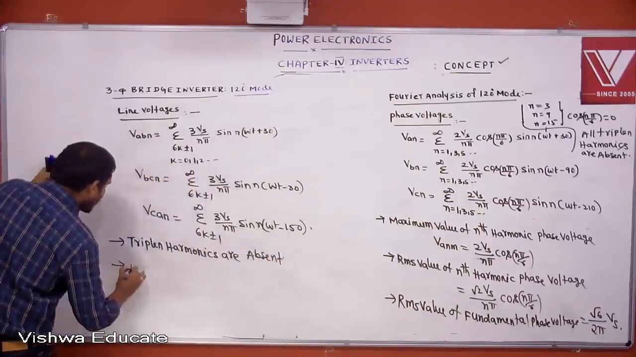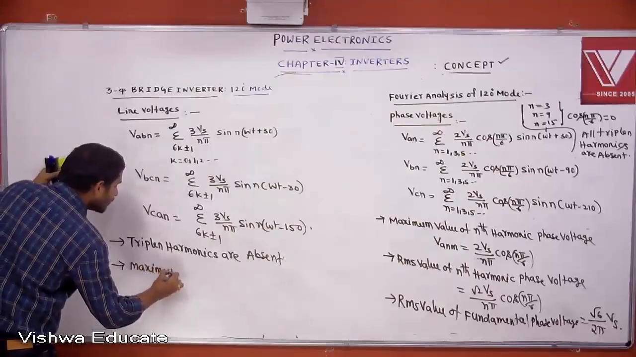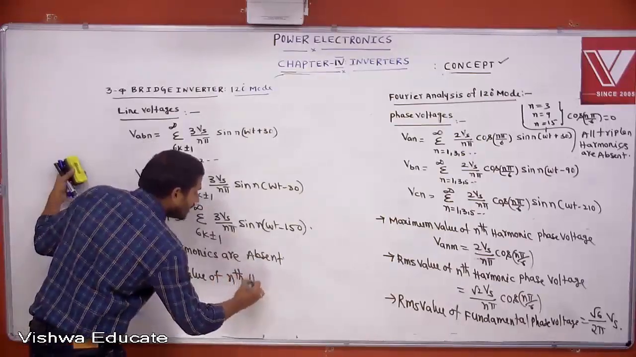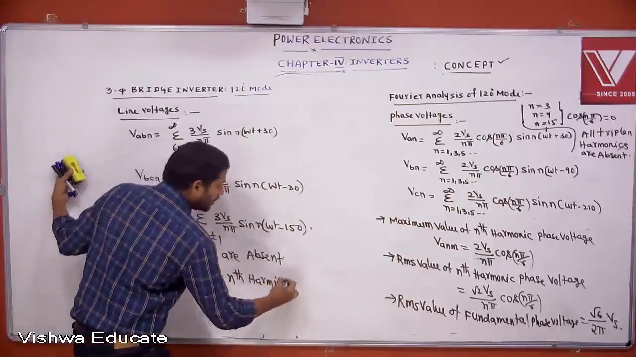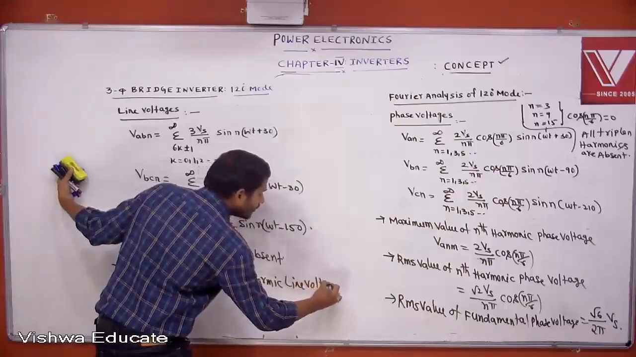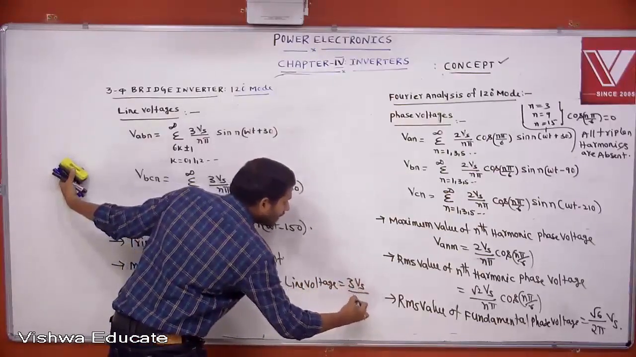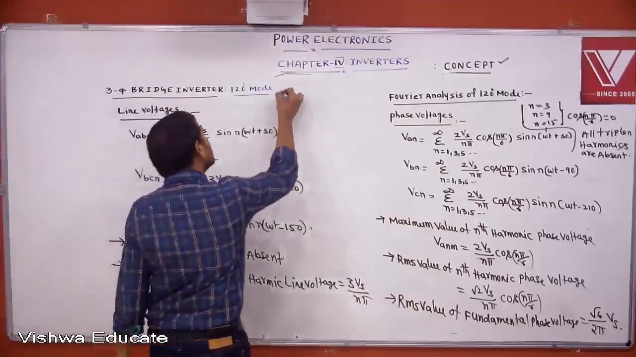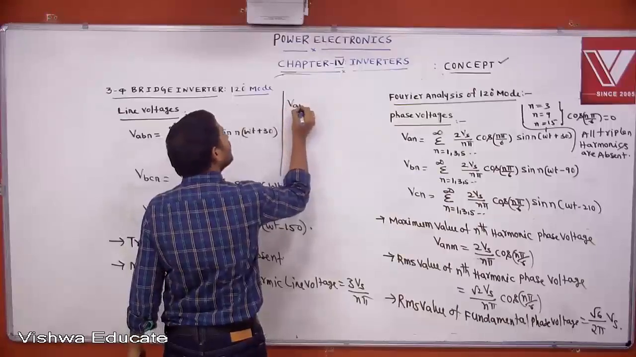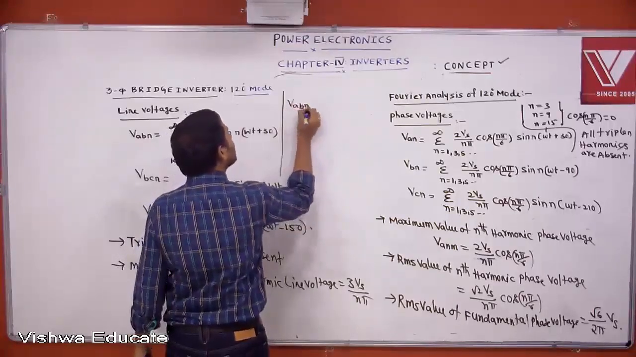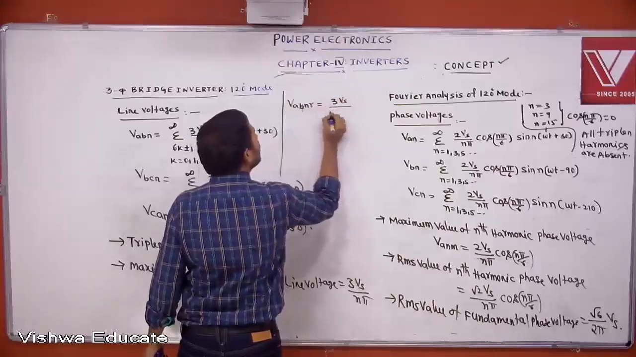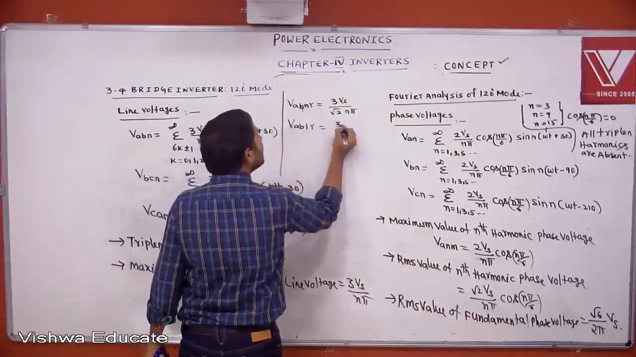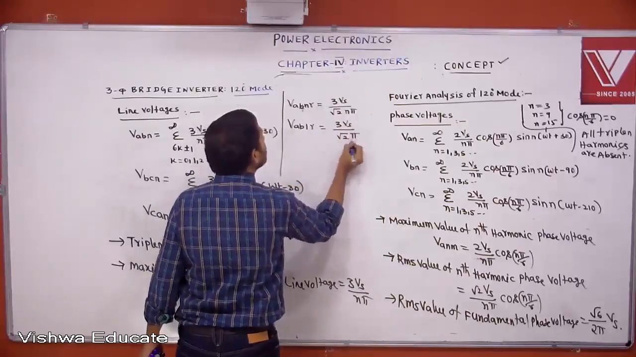Another point: what is the maximum value of nth harmonic line voltage? How much do you tell me? 3 Vs by n pi. This indicates the maximum value. Then what is the RMS value of nth harmonic output line voltage VABN? 3 Vs by root 2 n pi. What is the RMS value of fundamental line voltage? 3 Vs by root 2 pi. This you remember.